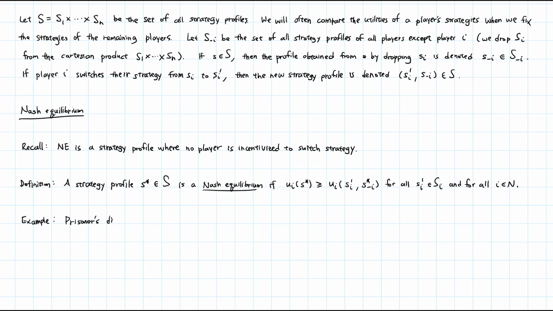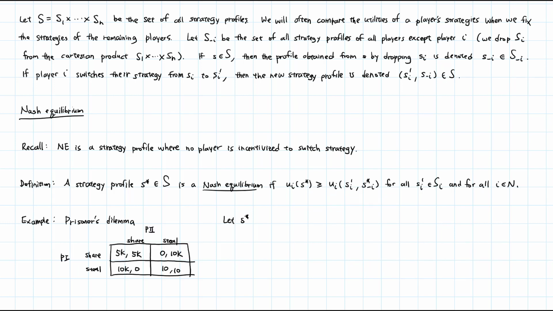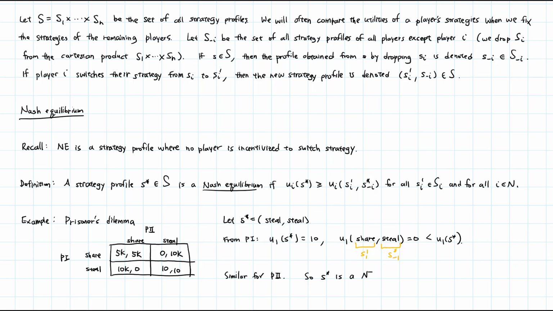In the example of the prisoner's dilemma, let's have a look at S star being steal and steal. From player 1's point of view, the utility they get from S star is 10. But if they switch to share, then U1 of share and steal is 0, which is less than the utility of S star. In this notation, the share is S1 prime in the definition, and the steal is S minus 1 star in the definition. We can make a similar calculation for player 2 and conclude that S star is a Nash equilibrium.